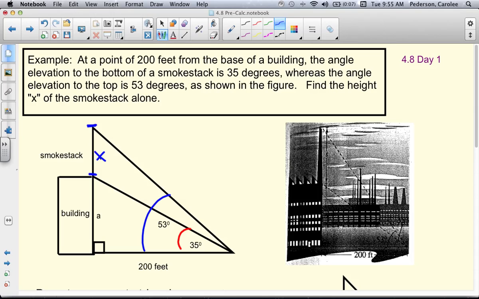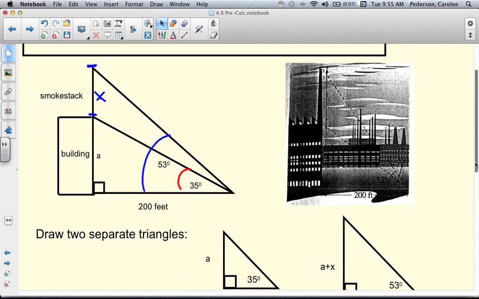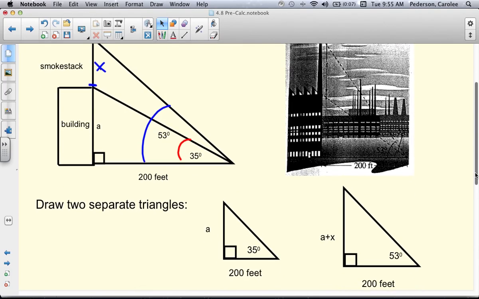So my recommendation is to split up this big triangle sets, the big one in the blue and the littler one in the red, and separate them out so you can visualize them and use right triangle trig. So they look like this, where we have the big triangle, which is 53 degrees, 200 feet, and then the distance of A plus X.